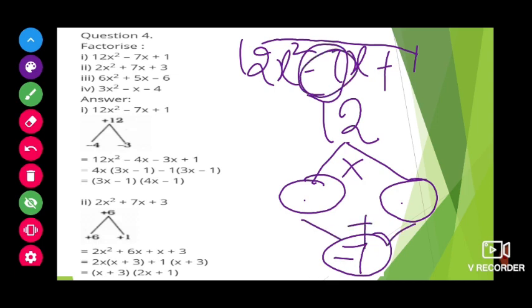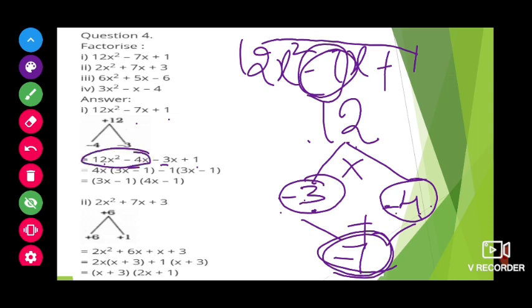So 12, how can we write? 3 fours are 12. If we add 3 and 4 also we get 7, but not minus 7. So I will add minus for both. Minus of minus is plus, 3 fours are 12. If I add minus 3 minus 4, we will get minus 7. Now take the middle term split: the remaining terms as it is, plus 12x square as it is, minus 7x we will write as minus 4x minus 3x, plus 1.